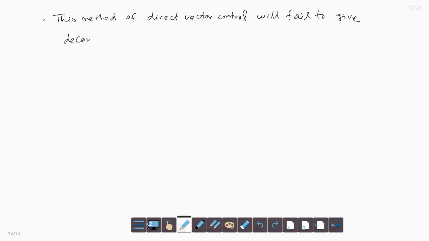This method of direct vector control, which is using the voltage model, will fail to give decoupling or vector orientation at very low speed.